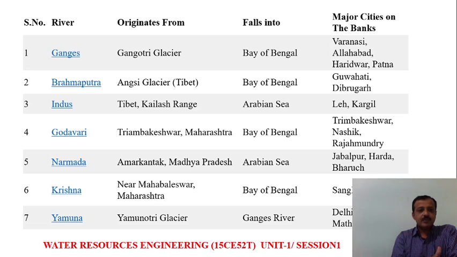So Indus originates in Tibet, in the Kailash range. It flows into Arabian Sea. Like this, Godavari originates at Trimbakeshwar in Maharashtra and flows into Bay of Bengal. Some of the important cities are Trimbakeshwar, Nasik, Rajahmundry. Narmada originates at Amarkantak in Madhya Pradesh. It flows into Arabian Sea. Krishna River originates near Mahabaleshwar, Maharashtra. It flows into Bay of Bengal.